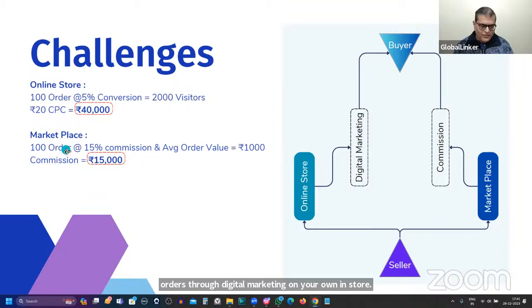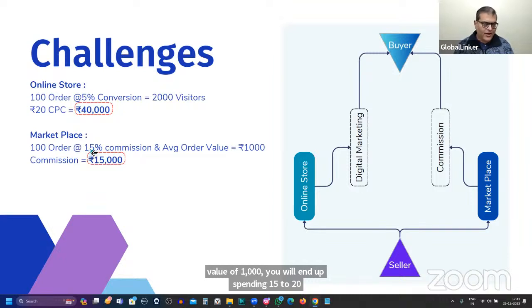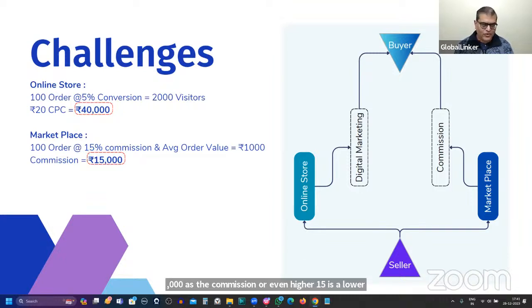Now on a marketplace, if you're trying to do that, you have to pay commission. And assuming, again, an average order value of 1,000 rupees, you will end up spending 15 to 20,000 as the commission, or even higher. 15 is a lower side. There are certain categories where commission goes as high as 30, 35%. So that is where this value will also be on the higher side. So what I'm trying to explain to you is that when you're trying to grow your business digitally, this is the challenge that businesses face.